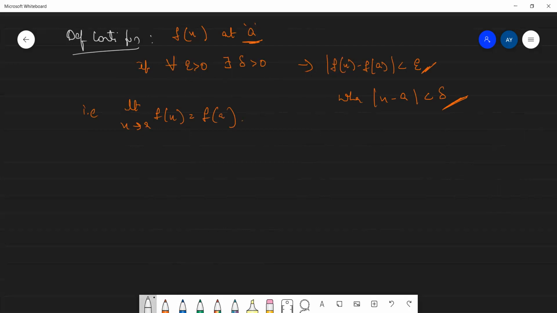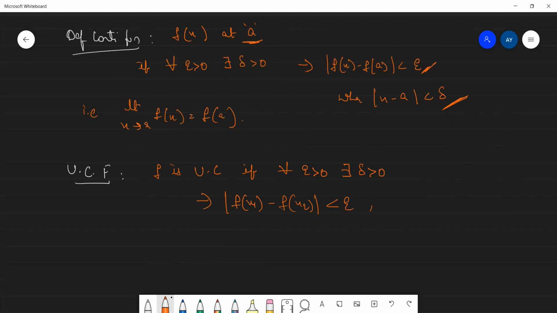Next, moving on to the next definition, that is the uniformly continuous function. What is a uniformly continuous function? A function f is said to be uniformly continuous if for all epsilon greater than 0, same thing, there exists a delta greater than 0 such that mod f of x1 minus f of x2 is strictly less than epsilon whenever mod x1 minus x2 is less than delta. So for every domain point, there will be an image which is strictly less than epsilon. So I hope I'm clear with the definitions of uniformly continuous and continuous functions.